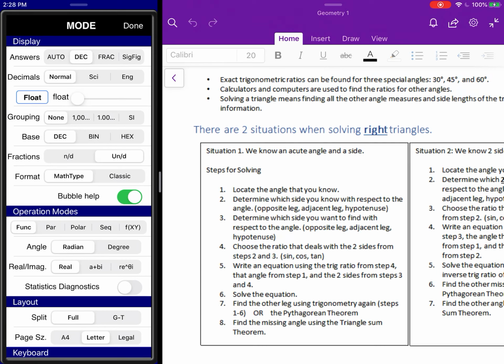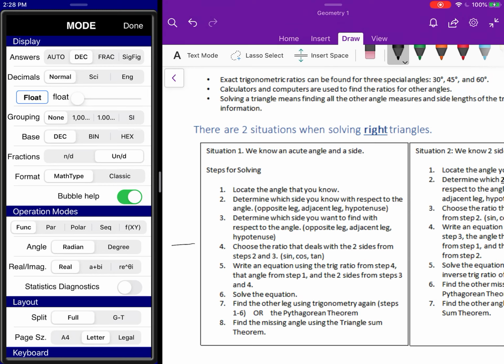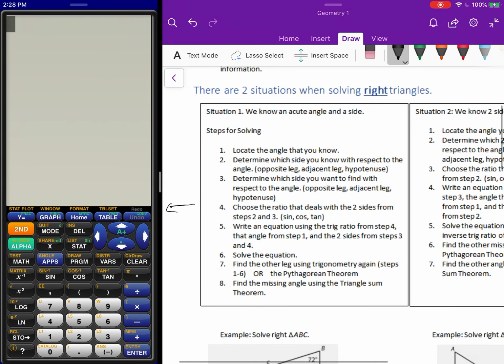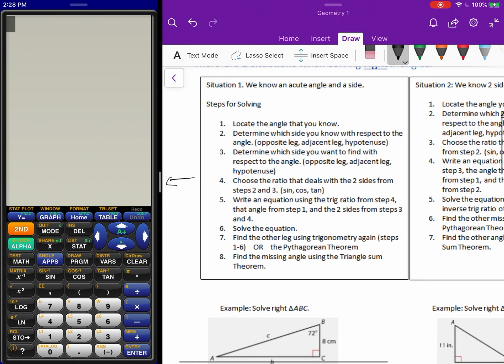In this one, this is still a little different than the 83, but I would go to mode and down. Let's see if I can point to it down here. Right now you see radians is selected. I want it in degrees, so I'm going to click on degrees and I can get out of here. So now I'm in degrees. So make sure your calculator is in degrees.